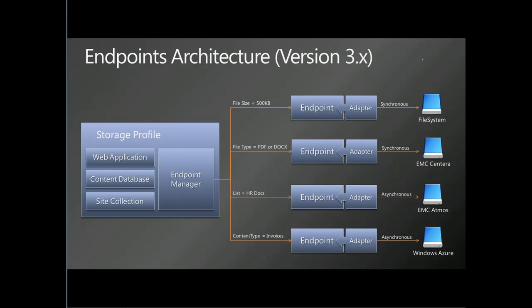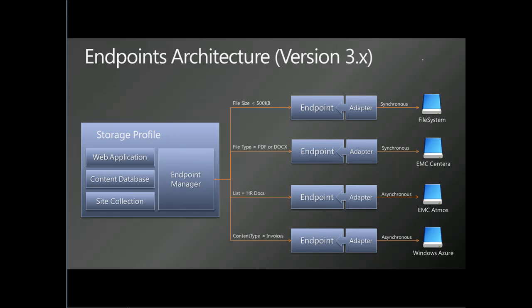If you look at how that changes in 3.0, it changes pretty dramatically. So we still have the concept of a storage profile, still have the web app, content database, and site collection scopes, but we introduced this thing called an endpoint manager. And what the endpoint manager allows you to do is define as many different blob store locations per storage profile as you want. Those can be filtered by size, by file type, so list, content type. Those operations can be done synchronously or asynchronously. So it allows you to really look at the content within the scope of one of these storage profiles and carve it up on a lot of different things.